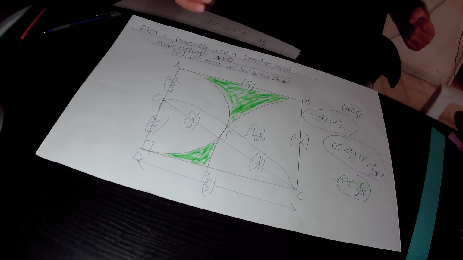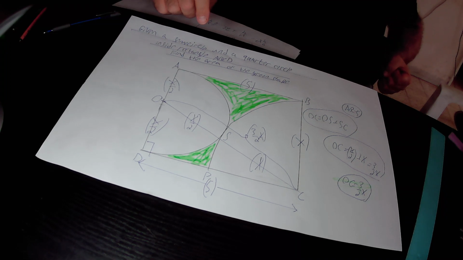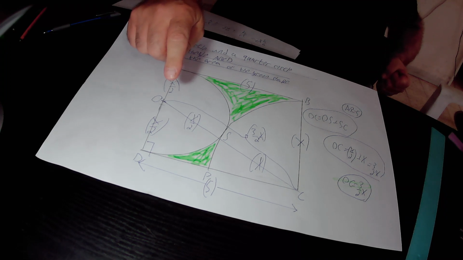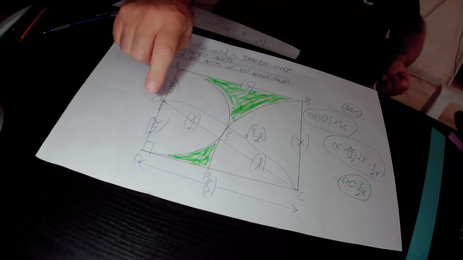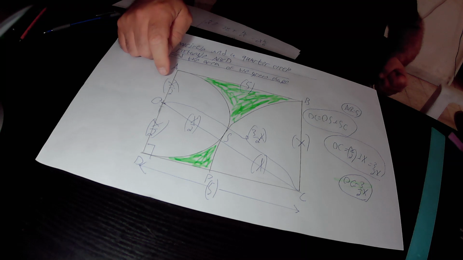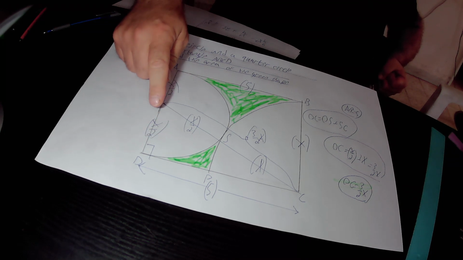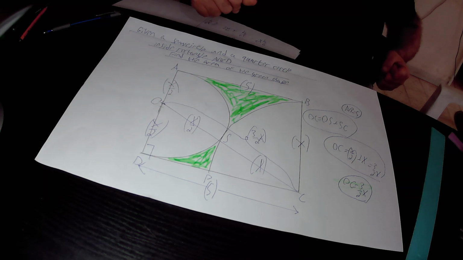So we know that the diameter of this semicircle equals x. If the diameter is x, it means that the radius must be equal to half of it. So the radius of this semicircle is x over 2. We define the center of this semicircle as O. Therefore, the radius OA equals x over 2, and the radius OD of this semicircle also equals x over 2 units in length.